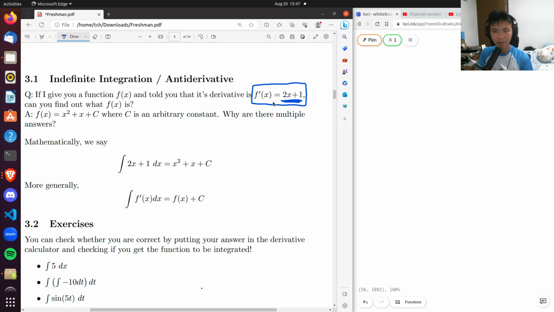And in this case, for 2x plus 1, you can see that the function x squared plus x plus c, when you take the derivative, will give you 2x plus 1.